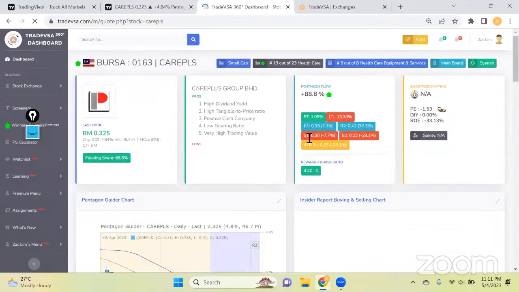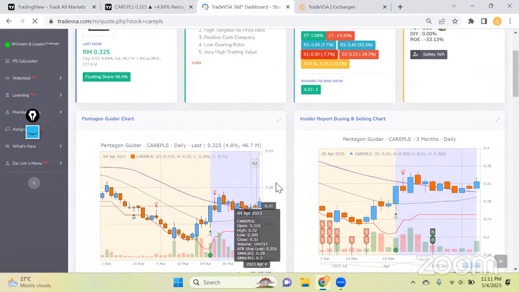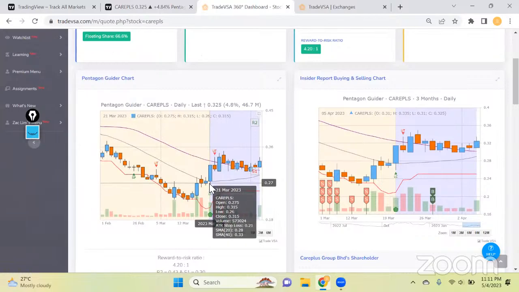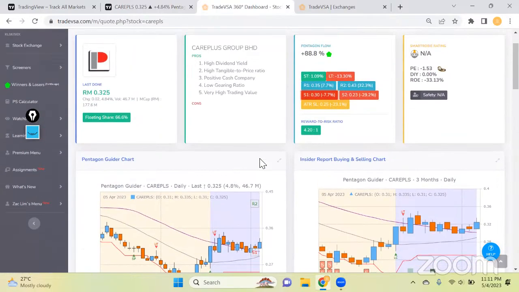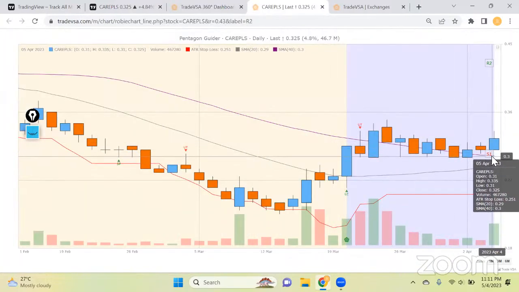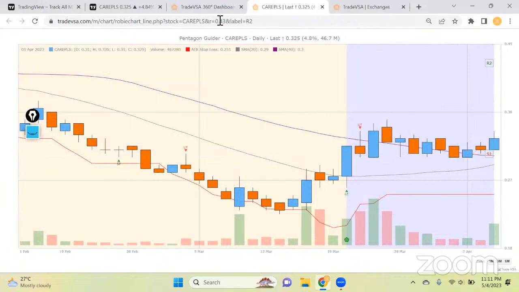So you can use this S1 over here at 30 cents. So yeah, 30 cents, or probably, but S2 is too far. I think S2 is around the Pentagon area, which I think is too far away. So don't use that. So probably want to focus on the S1 area. I think it's somewhere around here, right exactly at the low of this candle, 30 cents.